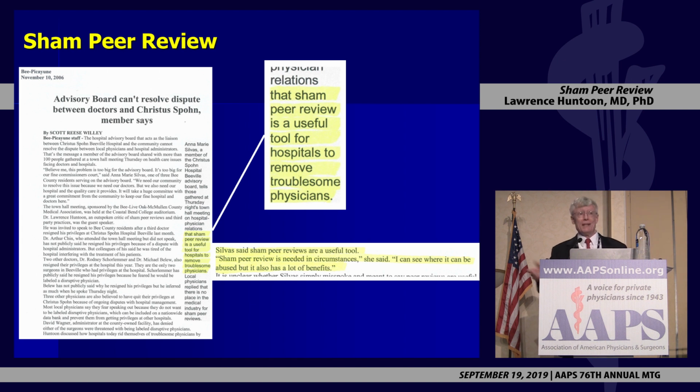My jaw dropped. I didn't know what to say. The physicians in the audience were absolutely shocked. You mean somebody finally admitted, yeah, we like this. It's a great way of getting rid of physicians that are troublesome. We want them out of there.